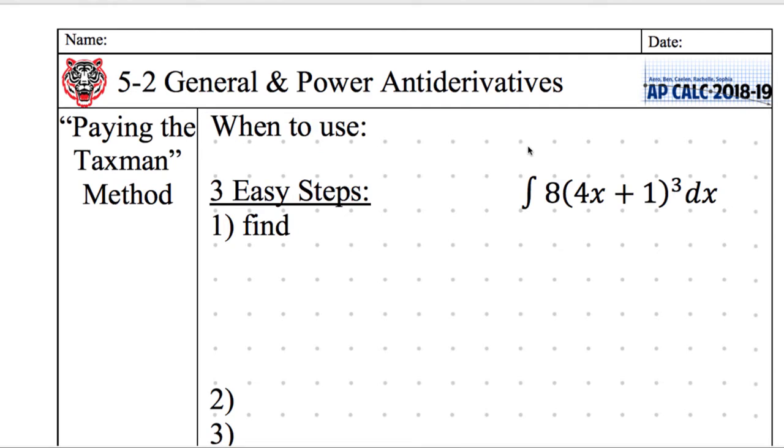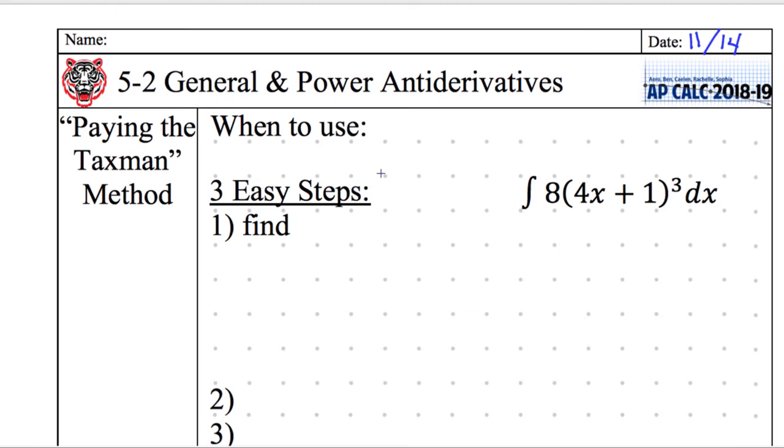Calculus! This is AP Calculus Lesson 5-2! General and Power Antiderivatives. Today's date is November 14th, 2018. We're here with our amazing class of Ben, Arrow, and Rochelle, and we are talking about paying the taxman.